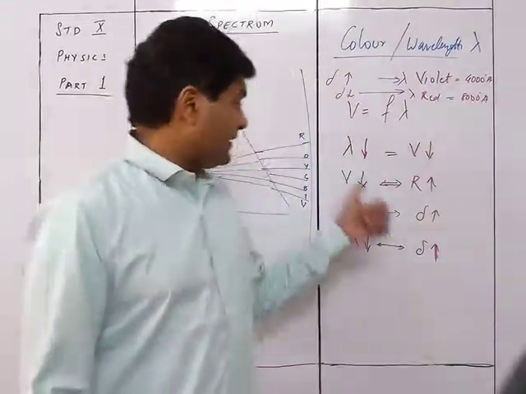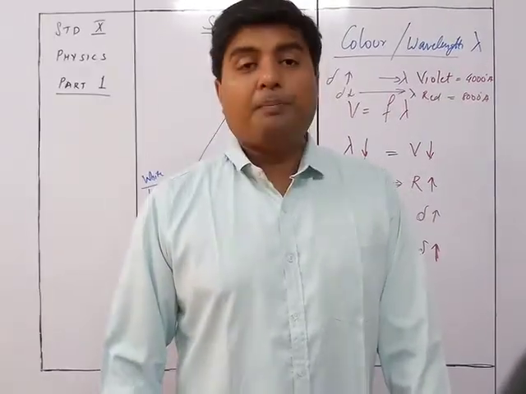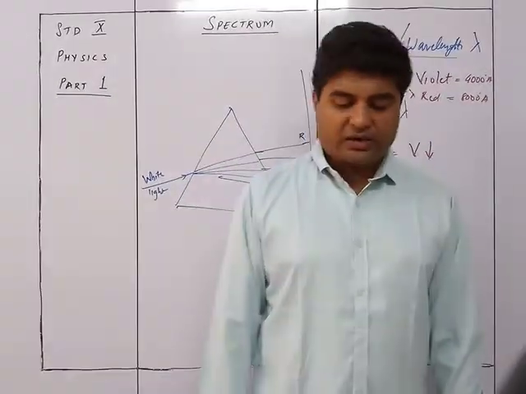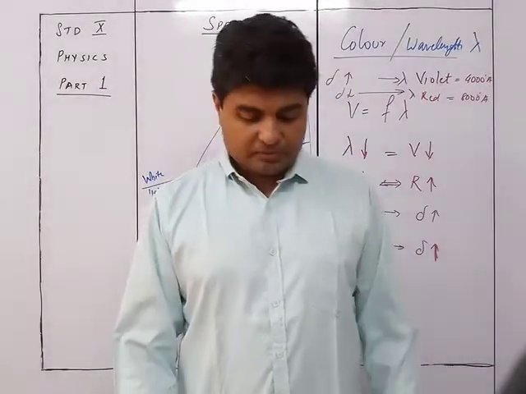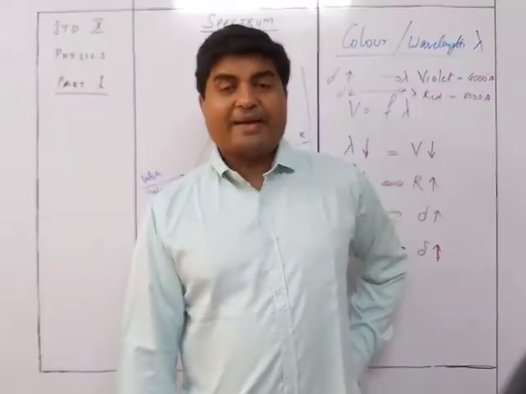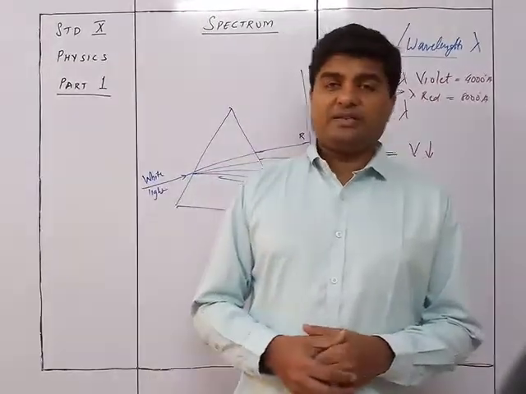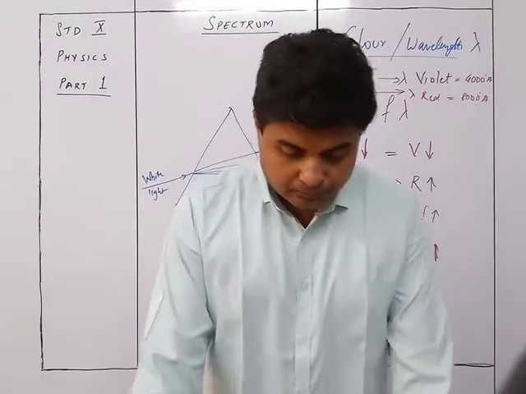Accordingly, then we have the spectrum. So what is the spectrum? On passing white light through a prism, a band of colors seen on a screen is called the spectrum. So the band of colors seen on the screen is called the spectrum. Now let us understand what is the main cause of this spectrum.